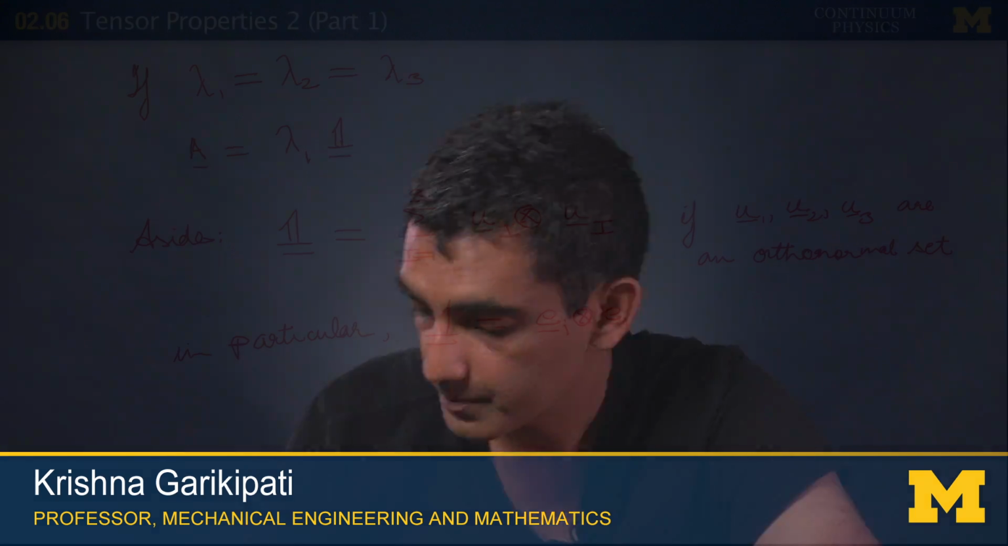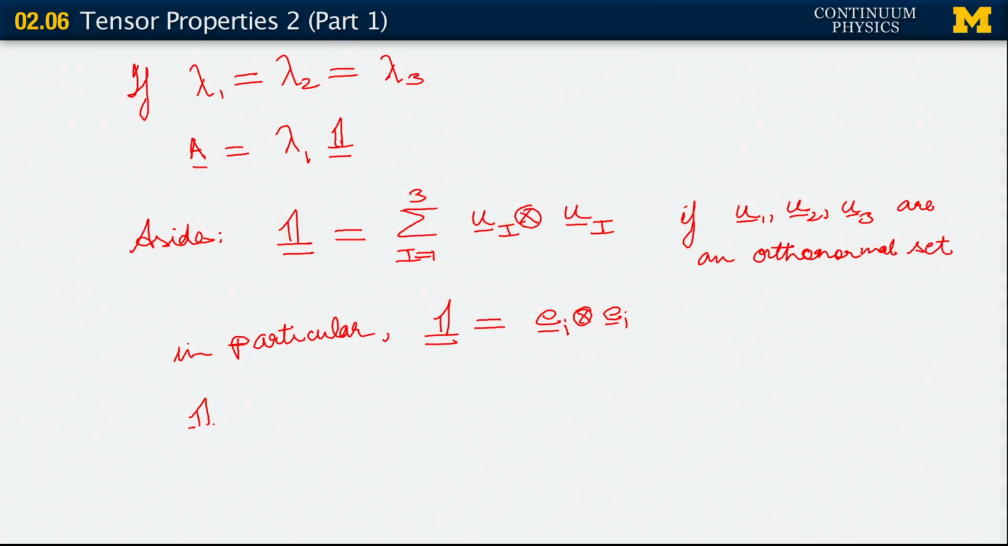As a final statement, I should just say one thing. I've been calling this tensor 1, I've been sometimes referring to it as the identity matrix. It is properly called the second order isotropic tensor. Okay, so 1 is properly called the second order isotropic tensor.